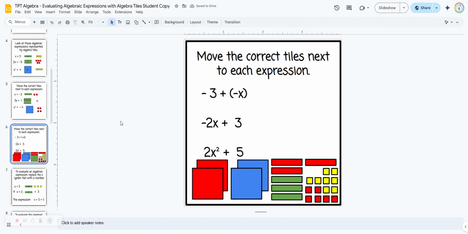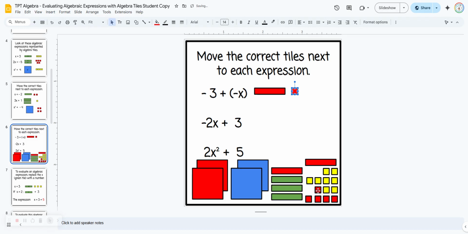Now when they get down to slide 6, now they have some choices. So here they have -3 plus -x. So to get a -x, we're going to take one of the longer pieces, and then -3 would be 3 of the small red tiles. -2x plus 3, and we have 2 negatives for the x tiles, and then 3 positives, and so on.